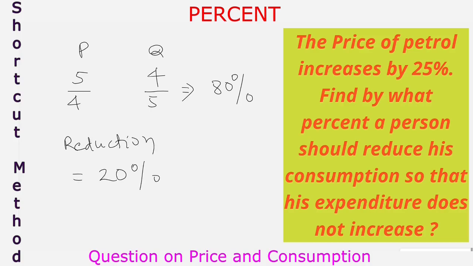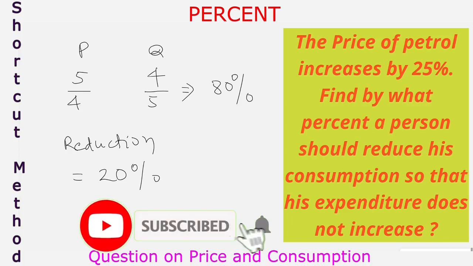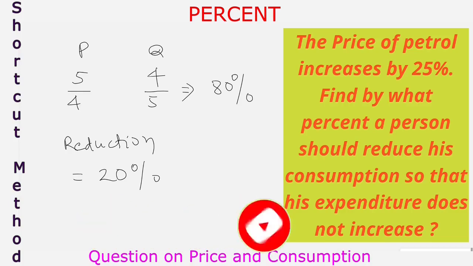100 minus 80 is 20%. This way we can easily solve this question by the concept of price and quantity being inversely proportional if the expenditure has to be constant.